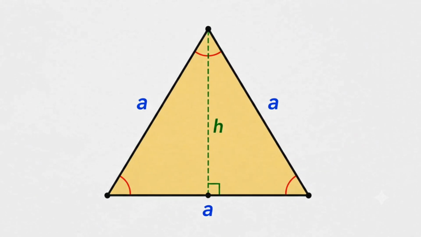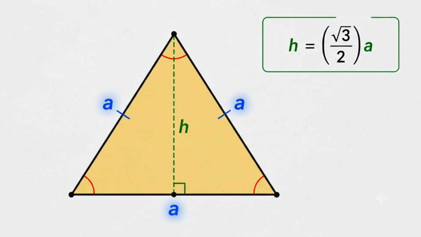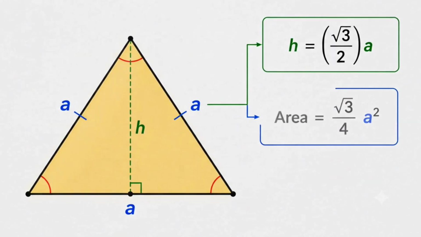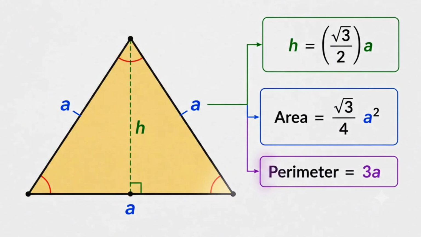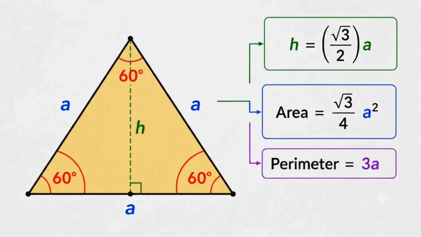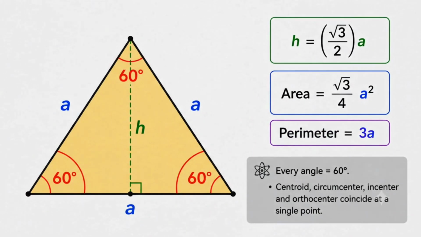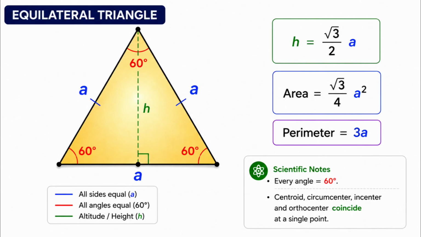The height is H equals the square root of 3 over 2 times A, and substituting this into the area formula gives area equals the square root of 3 over 4 times A squared. The centroid, circumcenter, incenter, and orthocenter all meet at the same point, making it unique among all triangles.